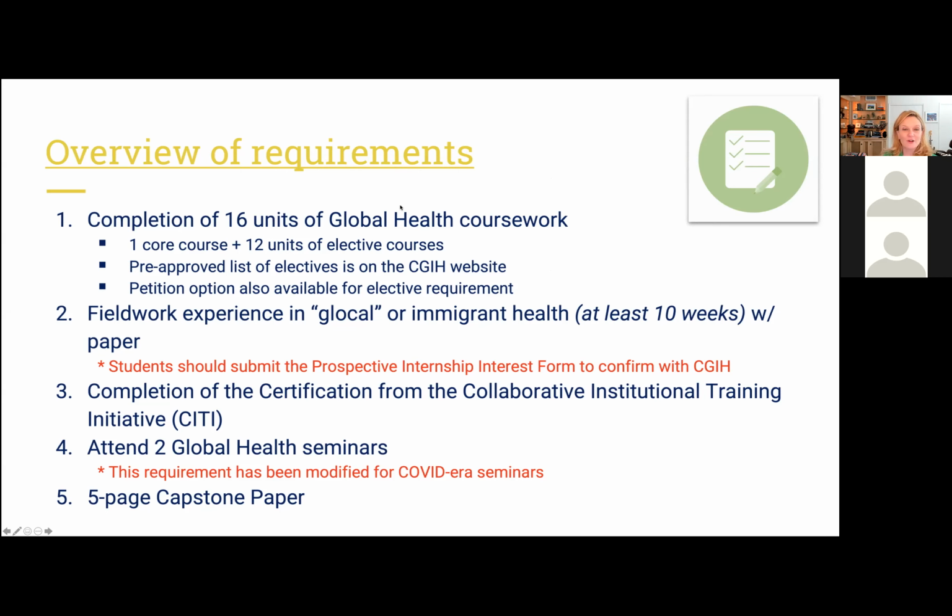So if courses are not being offered, or if there's an issue or you really want to substitute the course, you can certainly ask for a petition to change the elective requirement with a justification. Just send it to us and we will consider it. We're pretty flexible on this, so as long as it really does meet the requirements for global health, you should be able to get that done.